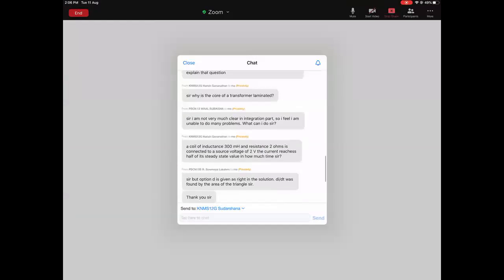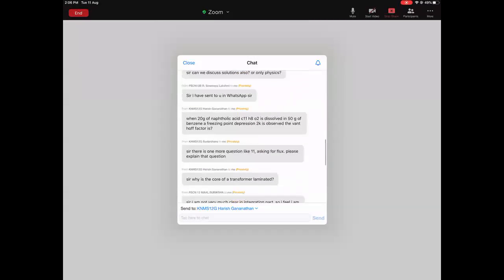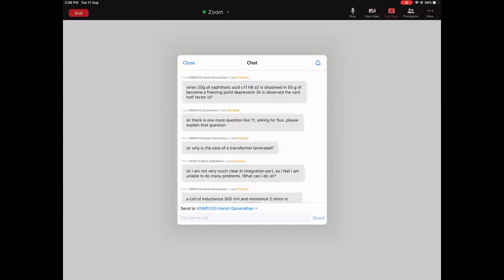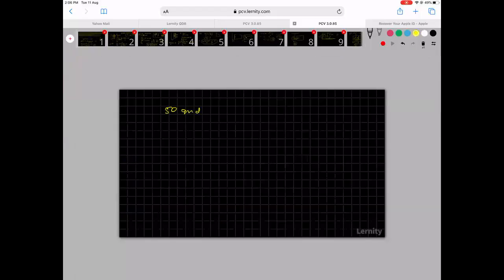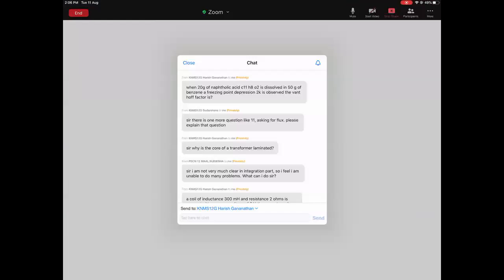Okay, next question. Harish, you are asking me 20 grams of something is dissolved. You find out the molality, Kb into molality, so we will get it. See, in 50 grams of benzene, you are adding 20 grams of something. So in 1000 grams, you will be adding 400 grams. So find out the molality of this. The solute you're saying is C11H8O2.